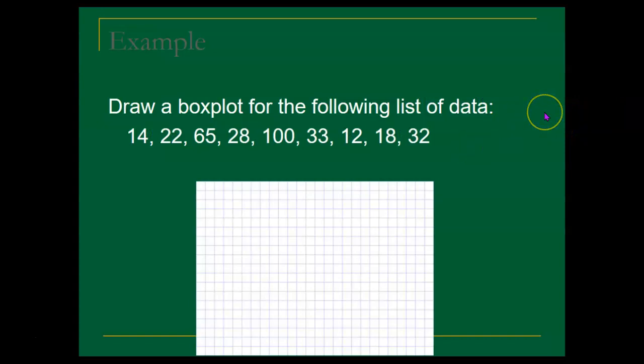So let's work through an example where we draw a box plot for this list of data. And if this looks familiar, we used this in an example from section 3.1. These were the salaries in thousands of dollars of the employees at one of the companies we were talking about. So somebody was making $14,000, somebody was making $22,000, and so on. But we're going to take this list of numbers and draw a box plot for the data. And so the first thing we have to do is find the 5-number summary. So we need to say what the lowest number is, what the highest number is, and what those 3 quartile numbers are.